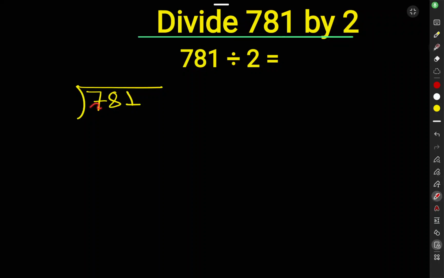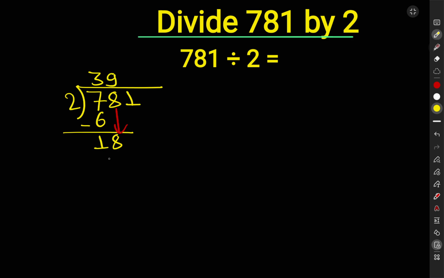We divide 781 by 2 in long division method. So 2 times 3 is 6. On subtracting we get 1. So now we put down this 8 and it is 18.